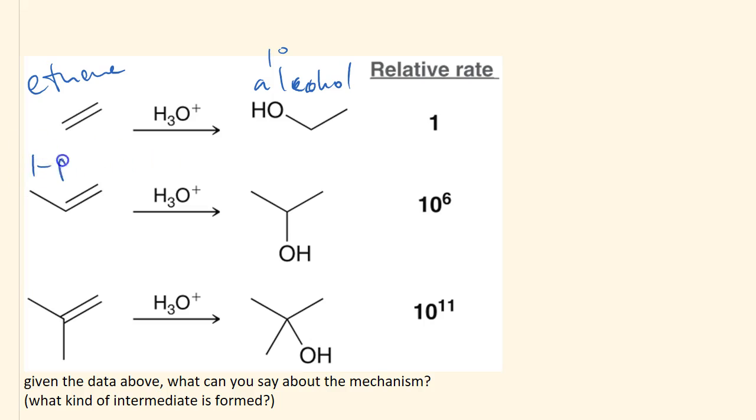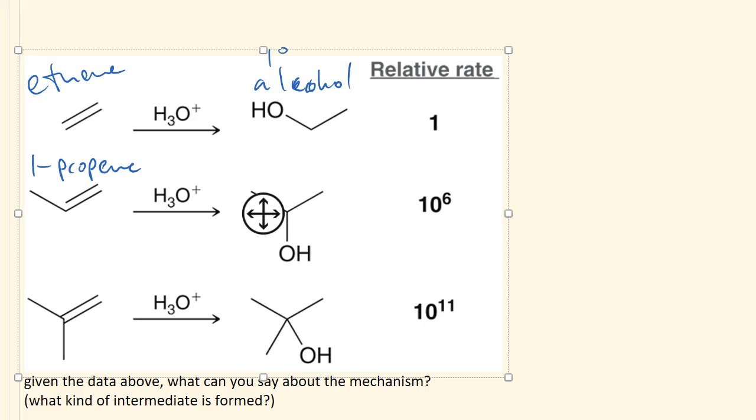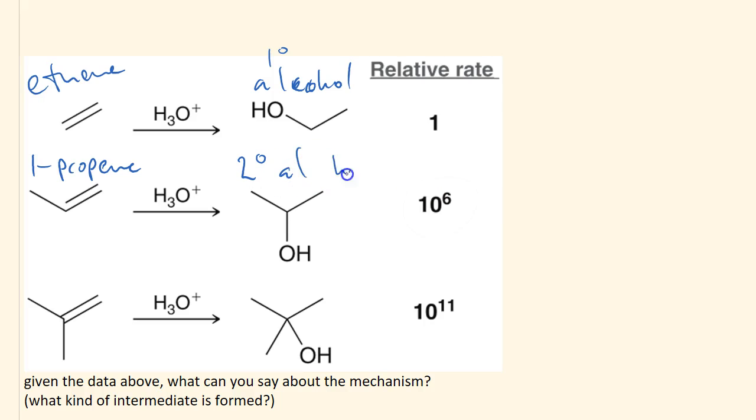1-propene, and we do acid catalyzed hydration on it, it goes with a relative rate of 10 to the 6 to give us a secondary alcohol. That's 1,000,000 times faster. Okay.